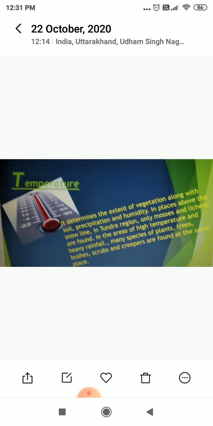On the slopes of the Himalaya and the hills of the peninsula, at a height above 915 meters, temperature affects the type of vegetation and its growth, and changes it from tropical to subtropical, temperate, and alpine vegetation. Clear?